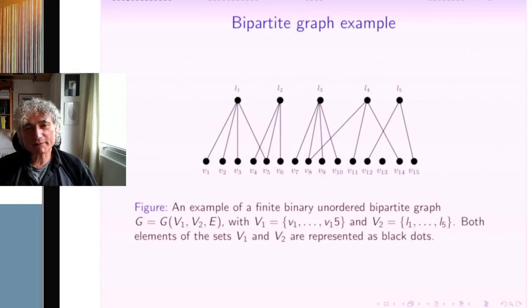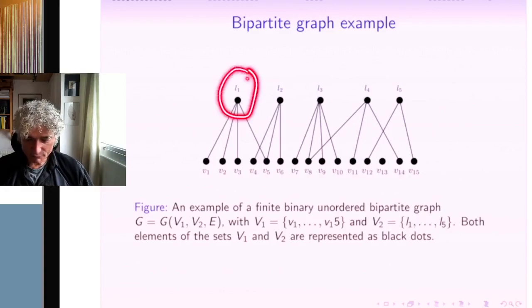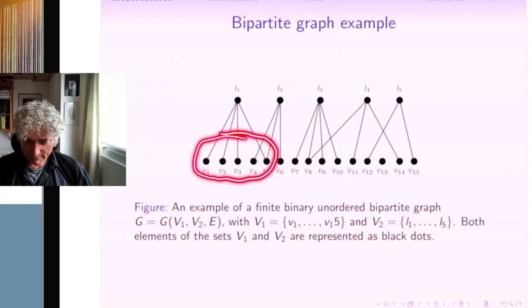So bipartite graphs are often used, for example, in so-called matching problems. So there are two groups of people and then you try to match them. This would be one interpretation. So here, for example, every member of V2 would be matched to several members of the group here in V1.